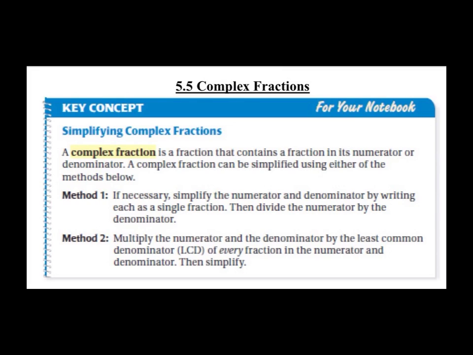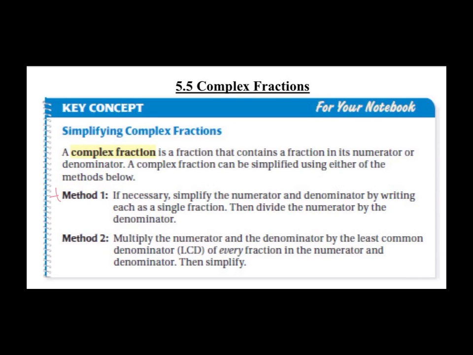Complex fractions are just a way of saying there's a fraction within a fraction. So there's a fraction in the numerator and the denominator of a fraction that already exists. So there's two ways that you can solve, or simplify rather, a complex fraction.